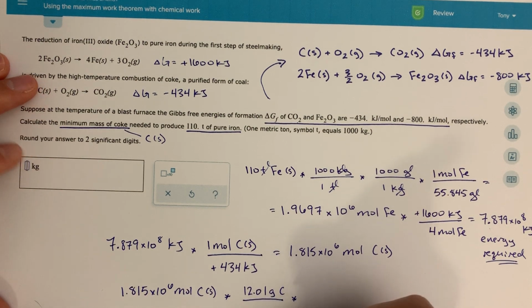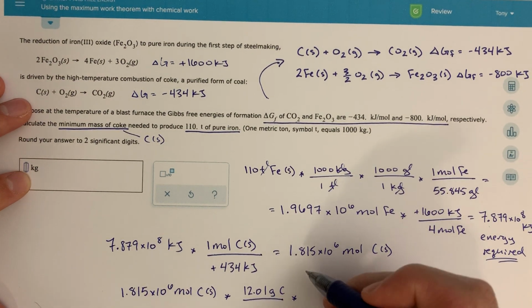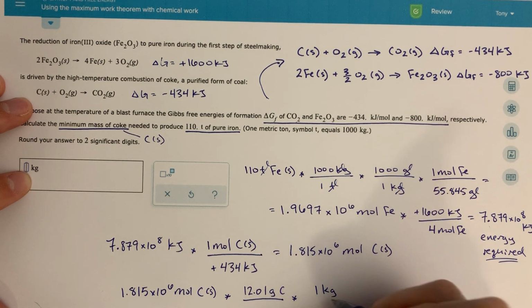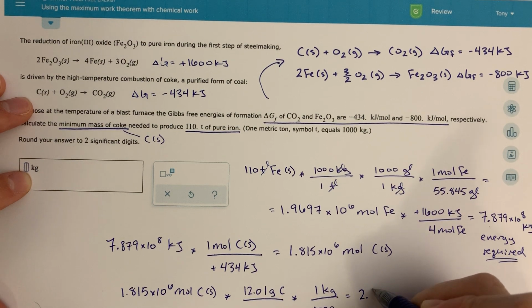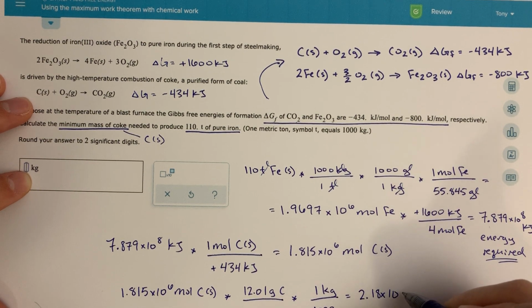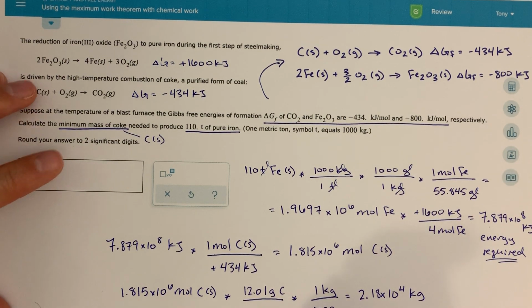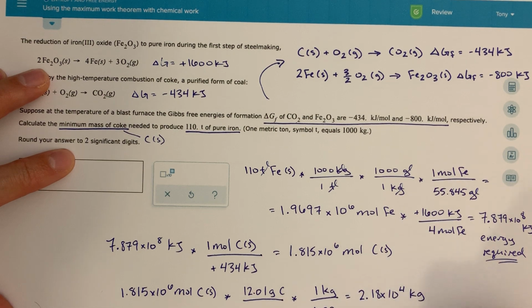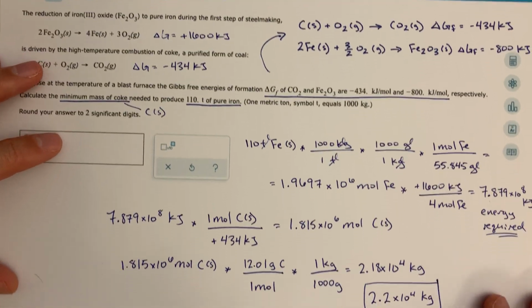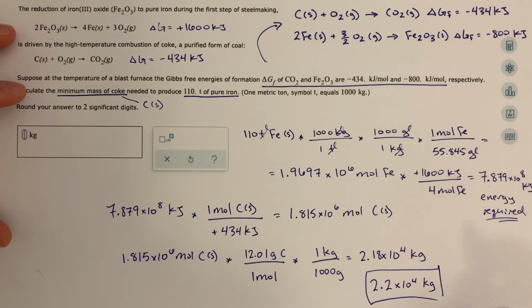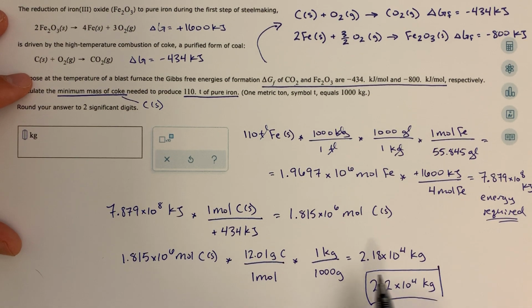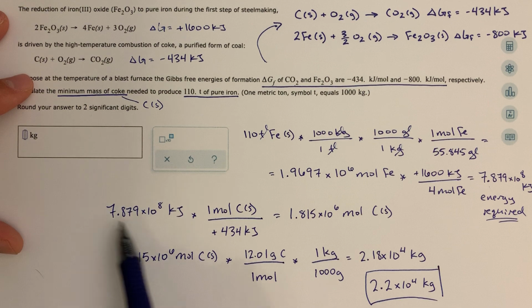And then we can convert that. It's asking for the answer in kilograms, so we can go ahead and convert that to kilograms right away. 1 kilogram over 1,000 grams equals 2.18 times 10 to the 4th kilograms. And then we're asked to convert to 2 sig figs. So this would be 2.2 times 10 to the 4th kilograms of that carbon, of that coke. That's going to be the mass that you need in order to generate this amount of energy, right?